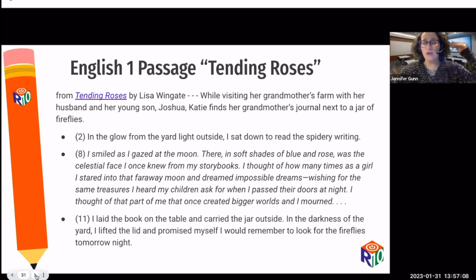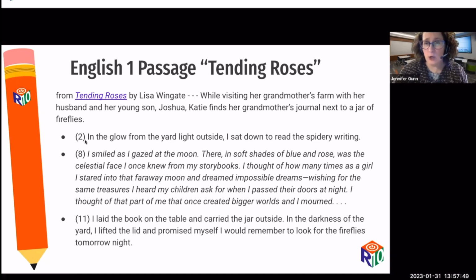Now you'll note at the top of that full passage when you open it that it does provide students prior to the passage some helpful, beneficial context. We want to encourage students not to skip over those sorts of instructional looking statements before passages. And it tells the student while visiting her grandmother's farm with her husband and her young son, Joshua, Katie finds her grandmother's journal next to a jar of fireflies. So we can see in the passage that we open with Katie.